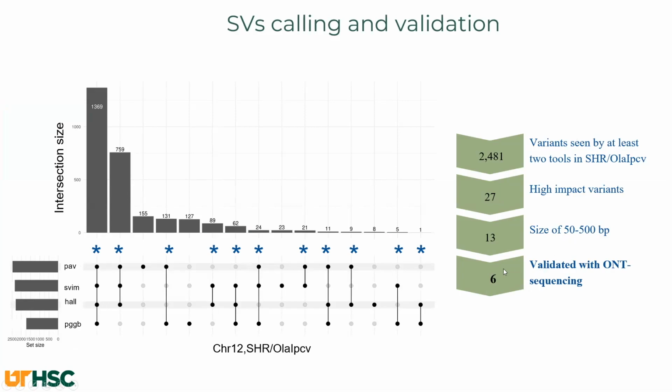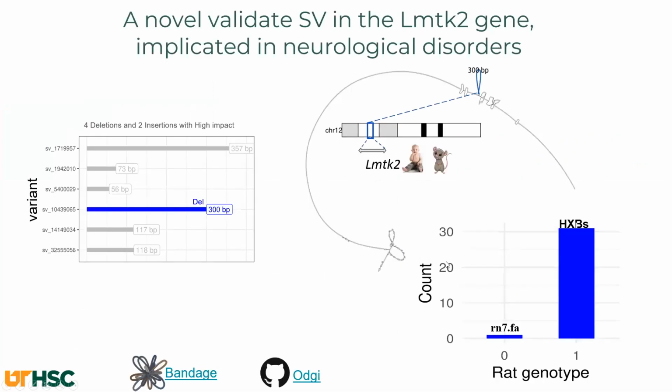And then I validated 6 variants with nanopore sequencing. Of these 6 variants, 4 are deletions and 2 are insertions that have high impact. For this session, I want to highlight this one. I know that maybe you are interested in the others, because in the others I see only a difference between male, female, and so on.